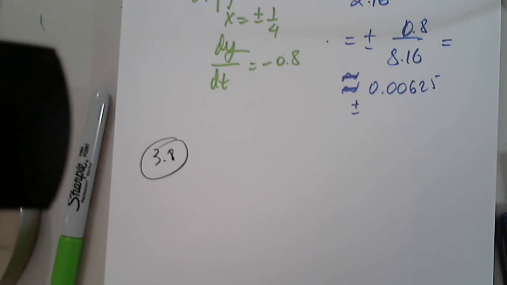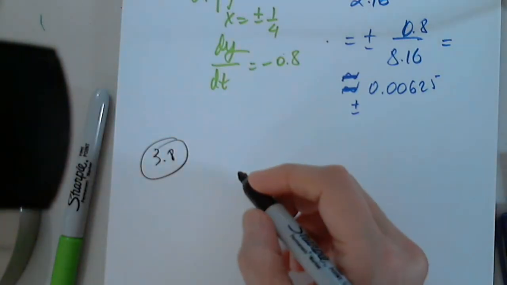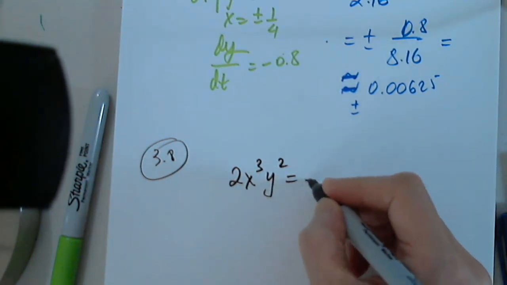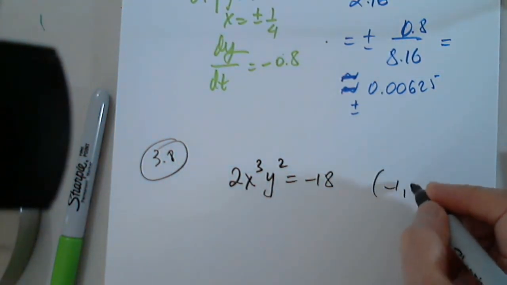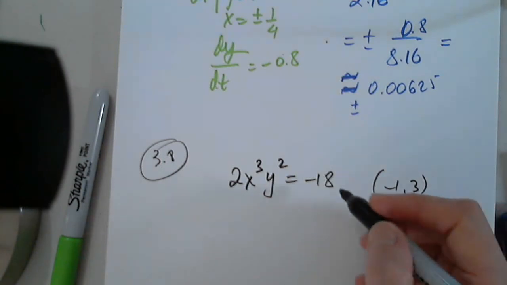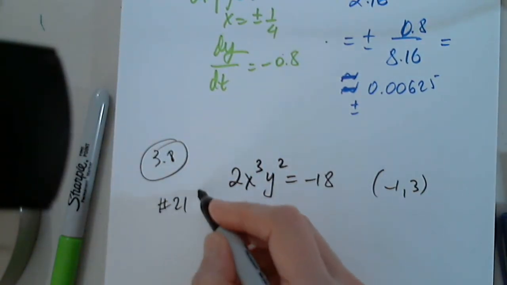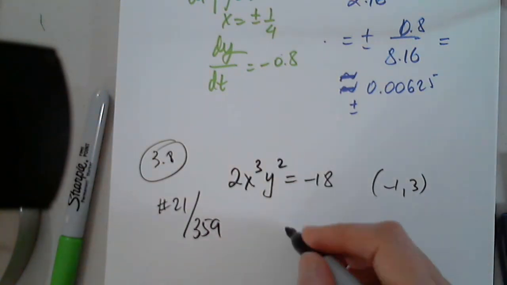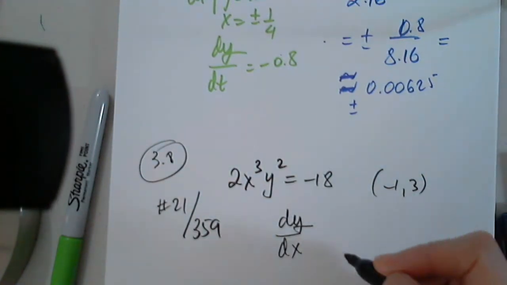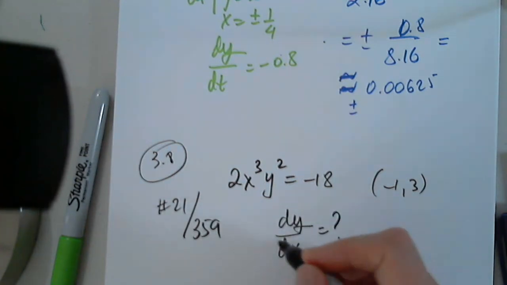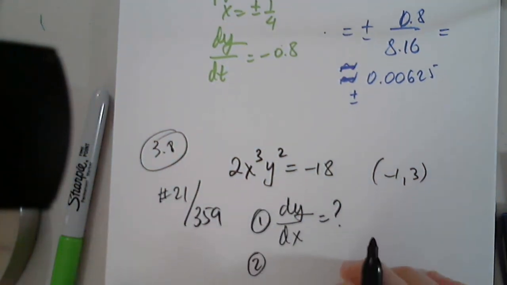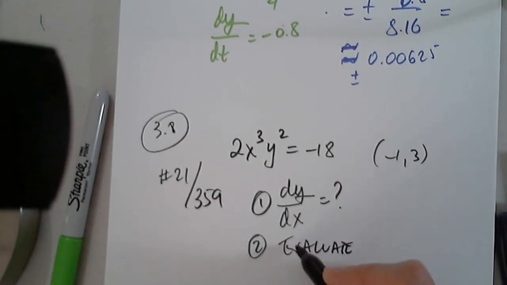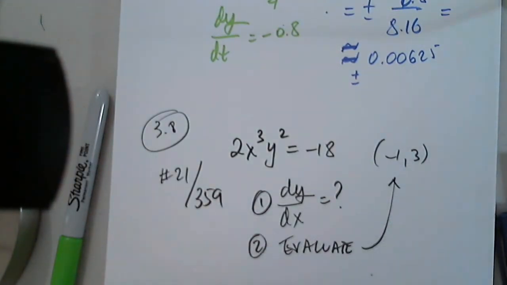Here's an example. What if I'm asked 2x cubed y cubed equals negative 18 and negative 1 comma 3. The question is problem 21 on page 359. They're asking us to find dy over dx. That's the first question. And question number 2, evaluate it at negative 1 comma 3.